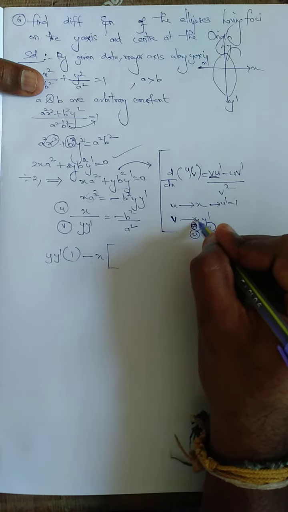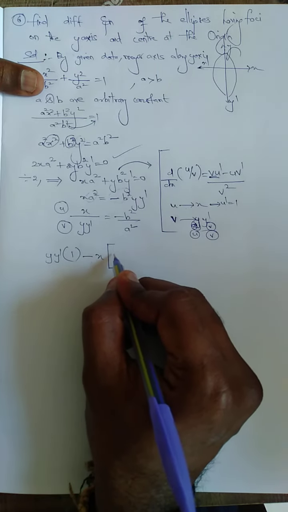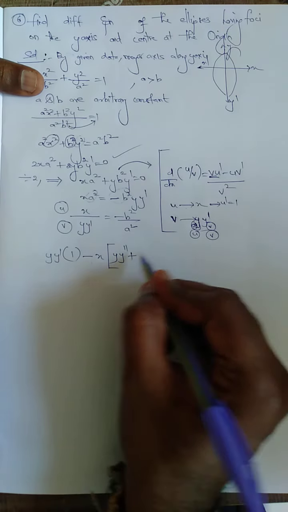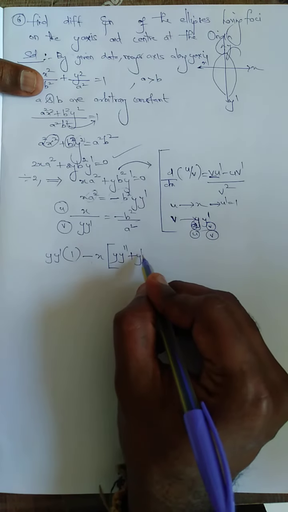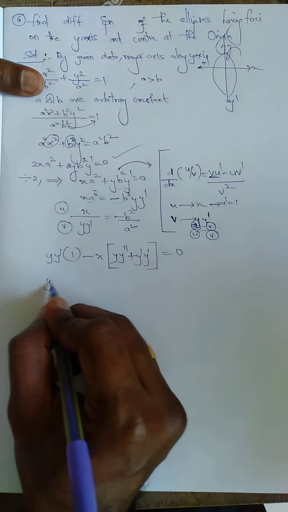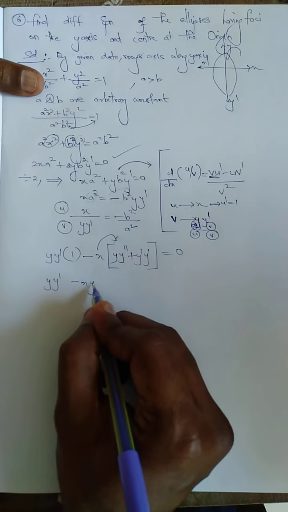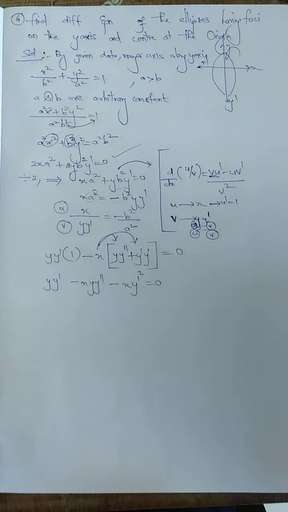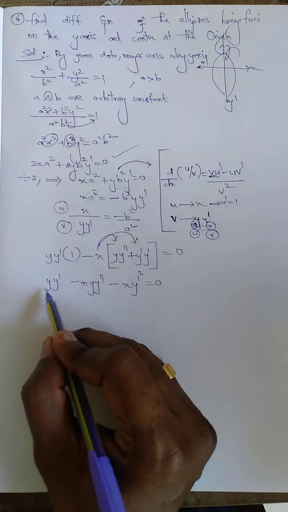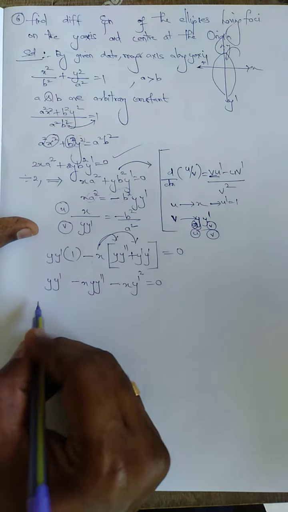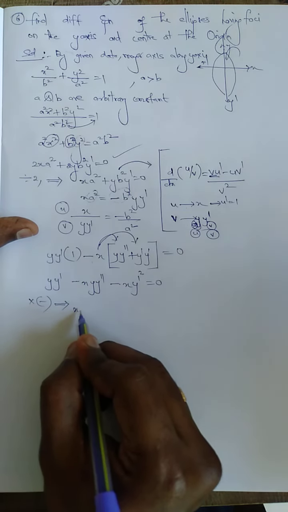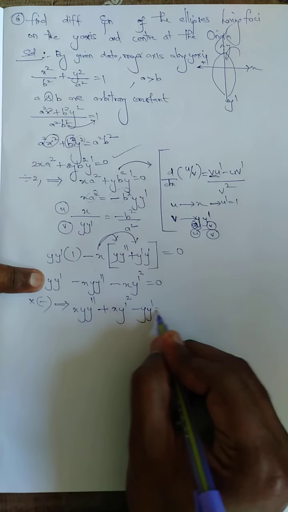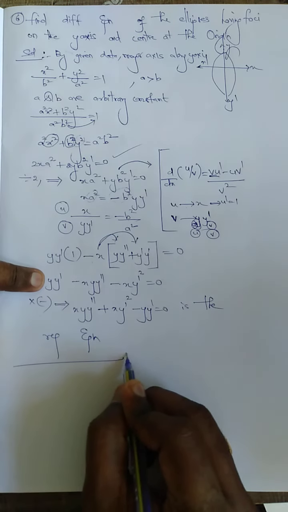To differentiate v dash, we use the product rule: u v dash plus v u dash. Here u is x, and v dash differentiates once more to y double dash, plus y dash times the derivative of x, which is 1. So y dash minus x y double dash minus y dash square equals 0. Multiplying by minus, x y double dash plus x y dash square minus y dash equals 0 is the required equation. This is the easiest way to find the differential equation using this method.